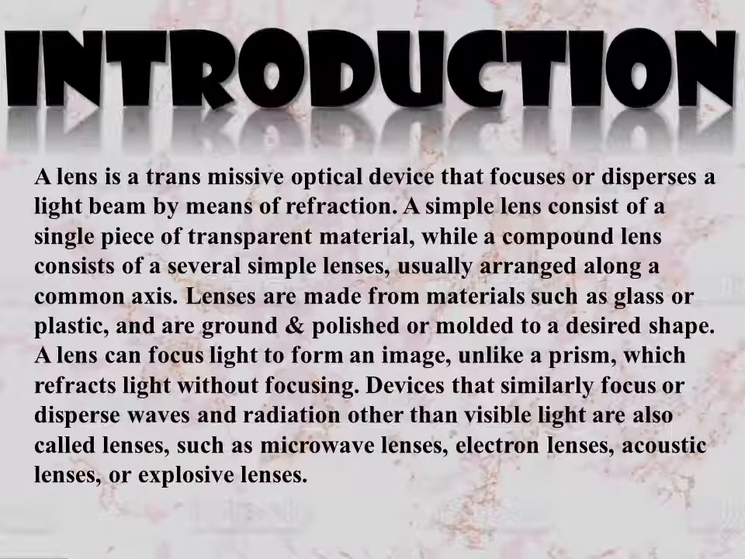An inexpensive optical device that focuses or disperses a light beam by means of refraction. A simple lens consists of a single piece of transparent material, while a compound lens consists of several simple lenses, usually arranged along a common axis.